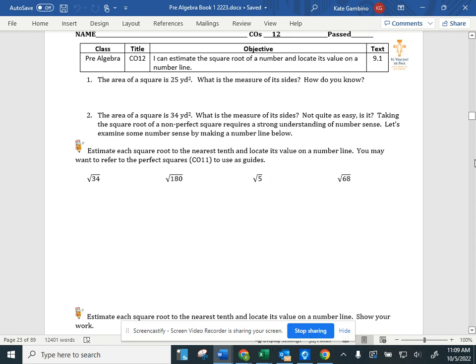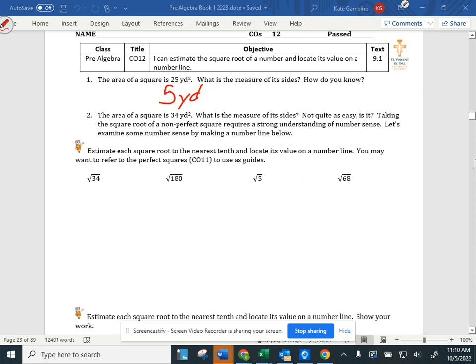So you're going to be referring back to yesterday's objective page. So the area of a square is 25 yards squared. What is the measure of its sides? If the area of the square is 25 yards squared, what is one of its side lengths, Hugo? 5. How do you know that? Because if it's 25 squared, you do the opposite operation, which is radical.